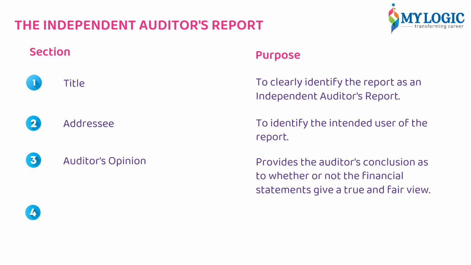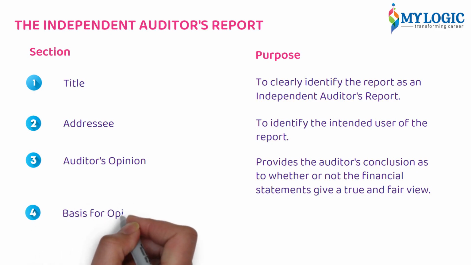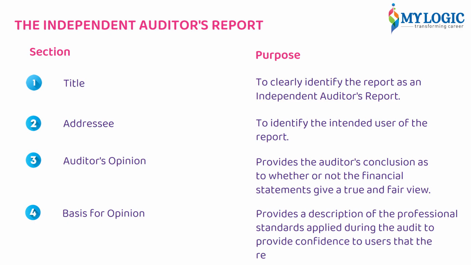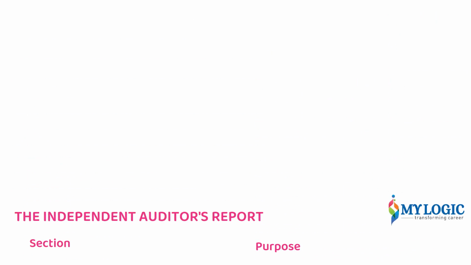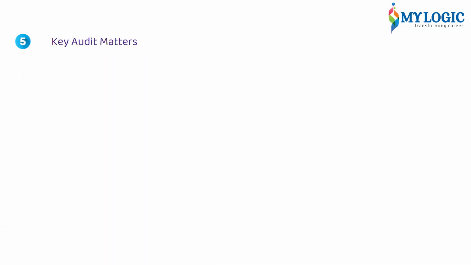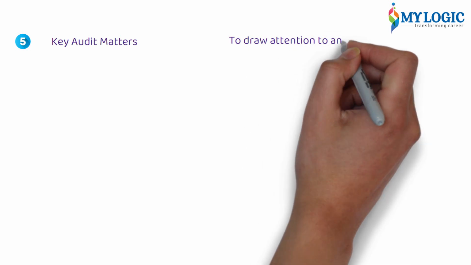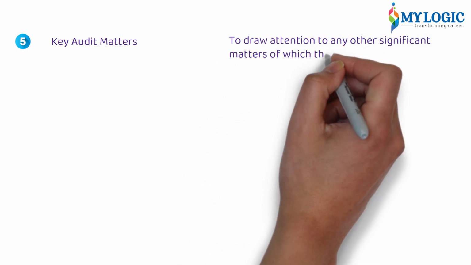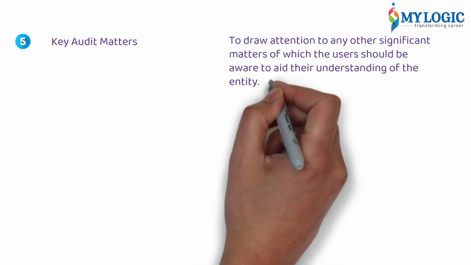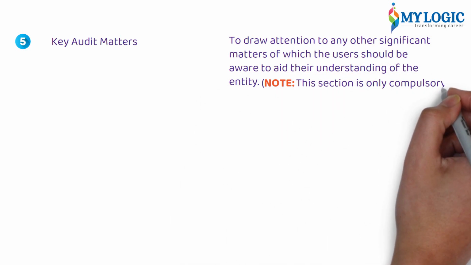Section 4. Basis for opinion. Purpose. Provides a description of the professional standards applied during the audit to provide confidence to users that the report can be relied upon. Section 5. Key audit matters. Purpose. To draw attention to any other significant matters of which the users should be aware, to aid their understanding of the entity. Note: this section is only compulsory for listed entities.